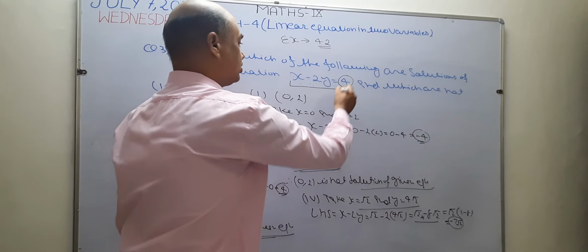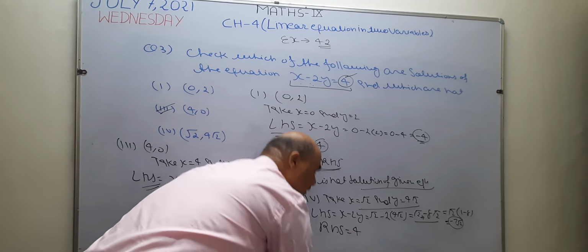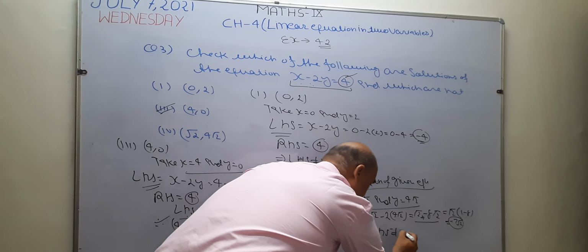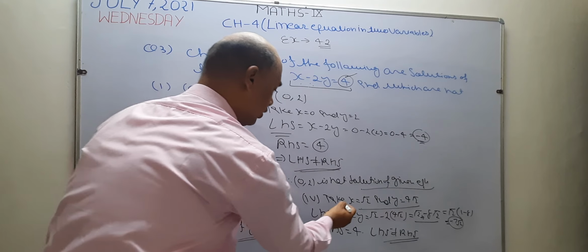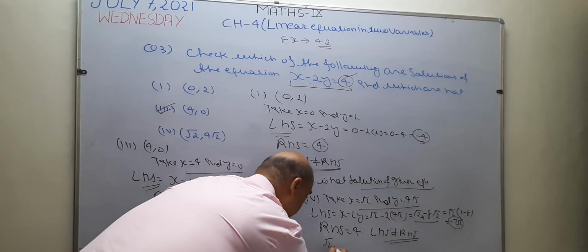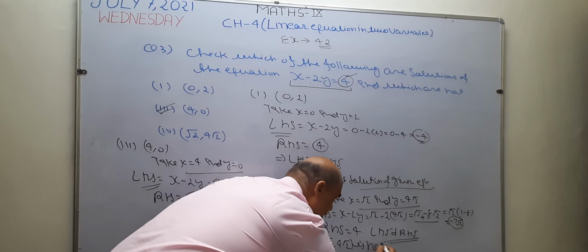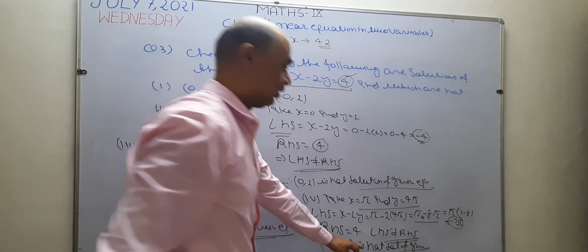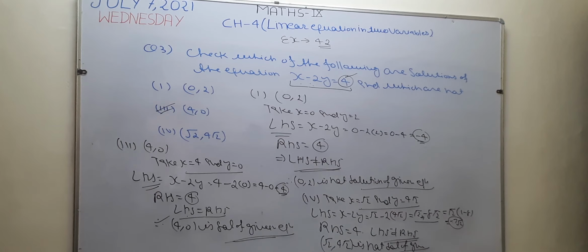Now check its right hand side. In the right hand side, what is given? 4 is given. Are these two values equal? No. Left hand side is not equal to right hand side. So what is your answer? Therefore, these values root 2 and 4 root 2 are not a solution of the given equation. I hope it is clear now.